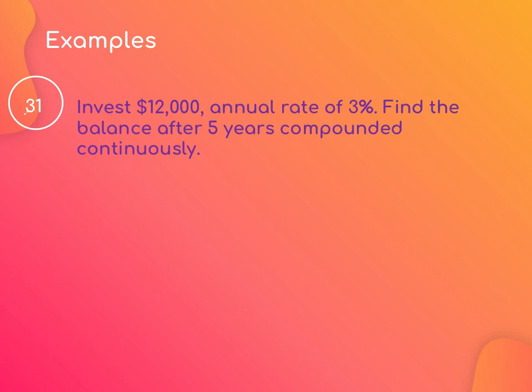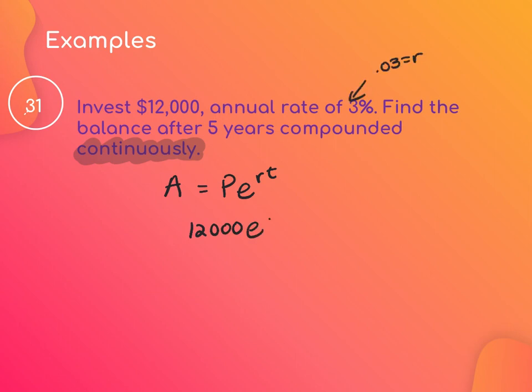So this one says invest $12,000 at an annual rate of 3%. Find the balance after 5 years, compounded, and again, the important part here is continuously. So this is my PERT. A equals P times E to the RT. So this is $12,000 times E raised to the R, which would be 0.03, and T is 5. Now again, you have to be careful how you type this in, because we only want the E to be raised to the 0.03 times 5.